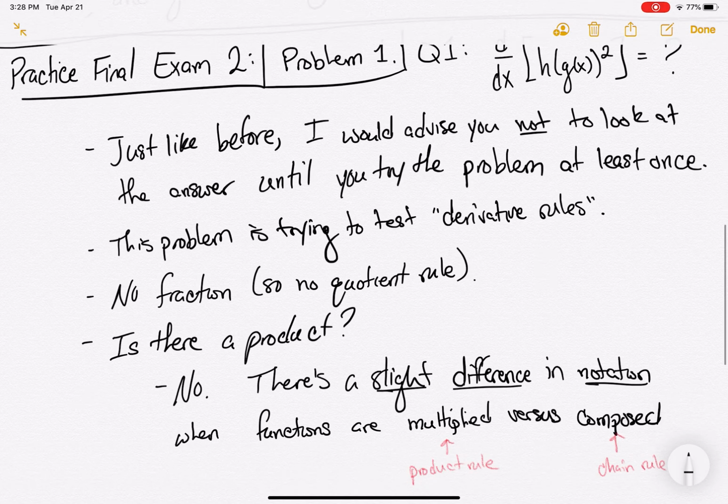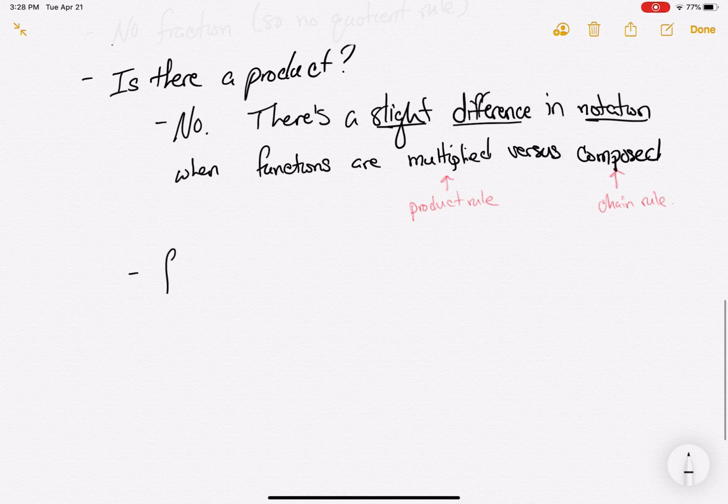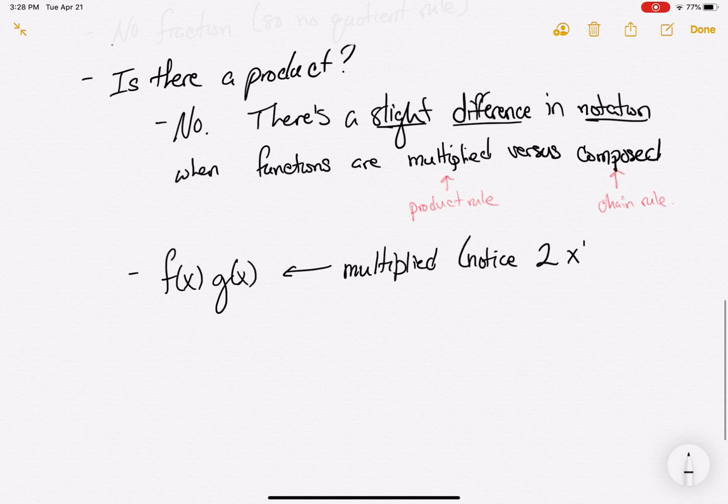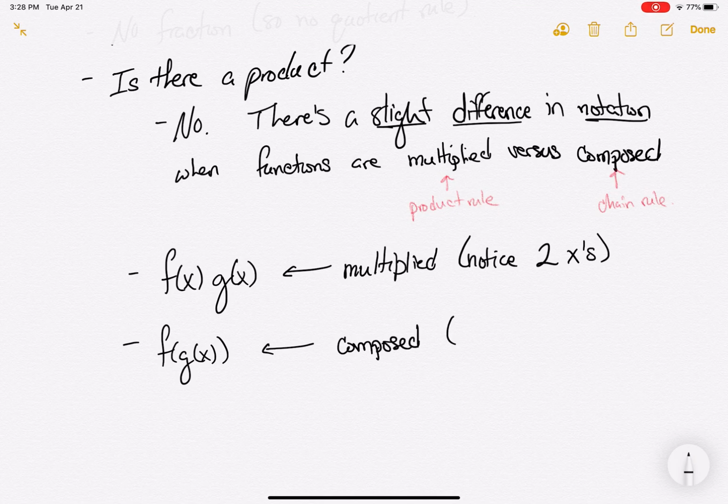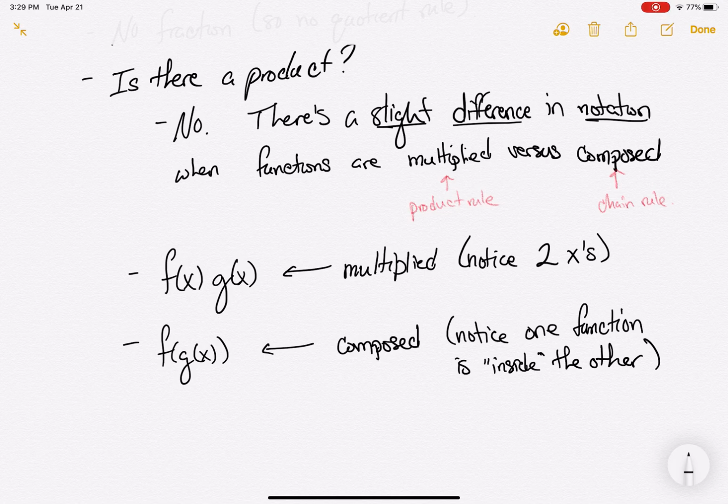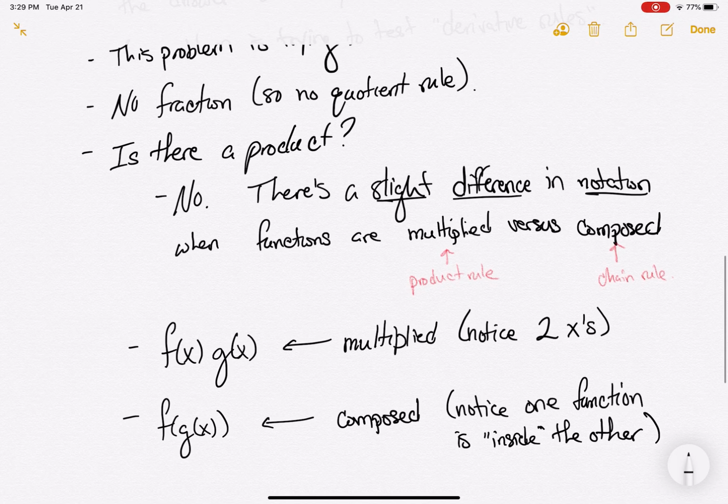So this slight difference in notation, and I hope you'll get used to this. f(x), g(x), this is multiplied. Notice 2 x's. f of g of x, this is composed. And you'll notice one function is in some sense inside the other. I know a lot of you are probably saying, of course we see this, Evan, but other ones of you, I know this is something in the past that people have gotten confused with. So one function is inside the other.